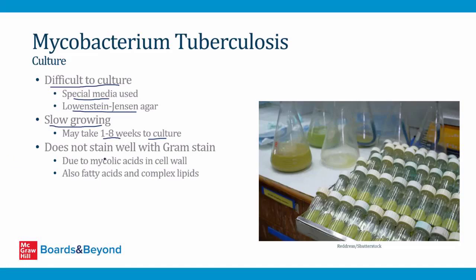You should also be aware that tuberculosis does not stain well with the Gram stain. It has mycolic acids in the cell wall, as we've already discussed. It also has other structures in the cell wall like fatty acids and complex lipids. And because of this, it often doesn't pick up the Gram stain very well at all, or it can pick it up irregularly. And so it's very difficult to categorize this bacteria using the Gram stain.